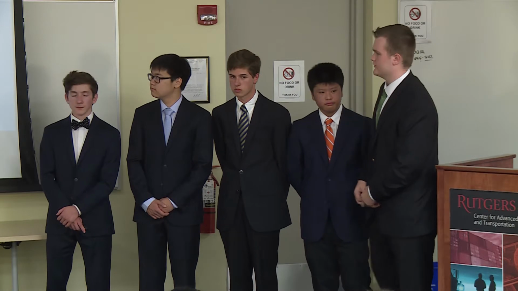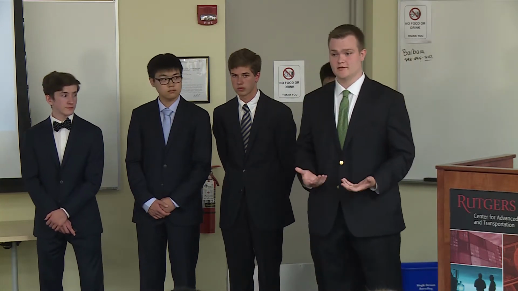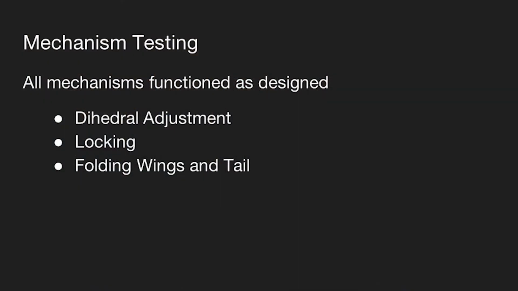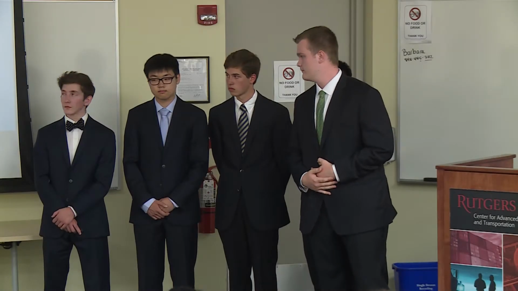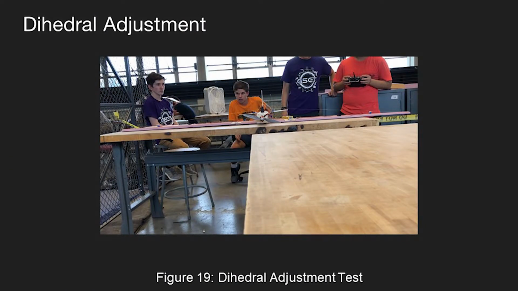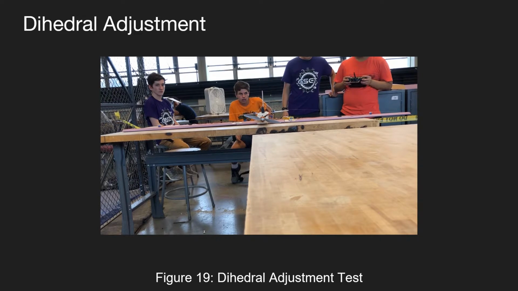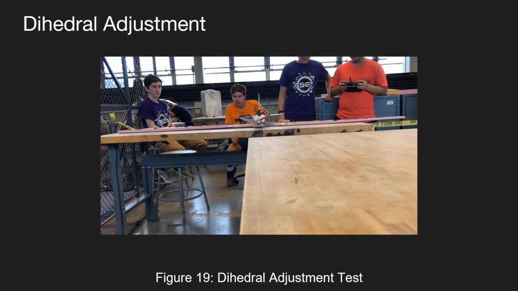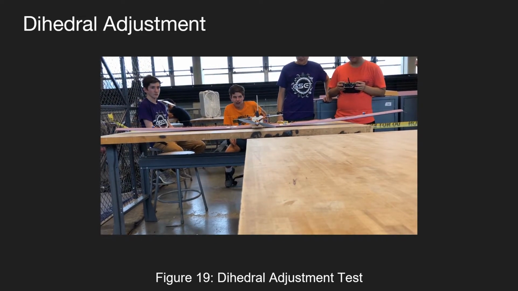So fortunately for us, all of our mechanisms function just as they were designed to. This is including the dihedral adjustment mechanism, the locking mechanism, as well as the folding wings and tail. So in figure 19, you'll see the dihedral mechanism in action. So this is obviously when the pins are locked, so the hinges cannot move. So when the winch spins, the wings flex upwards.